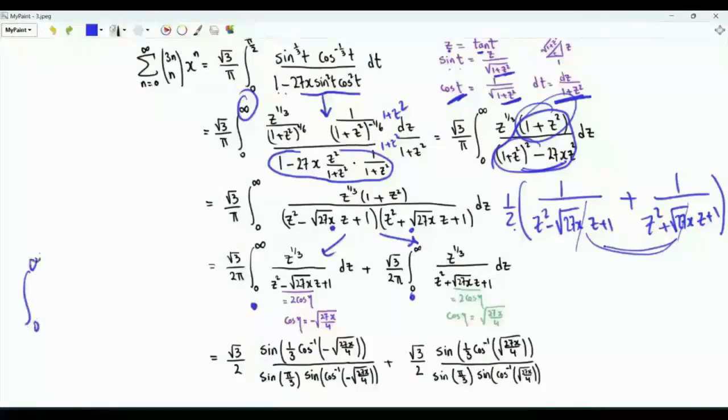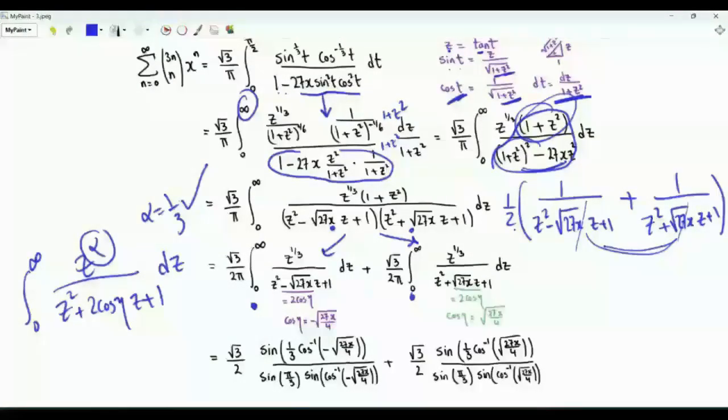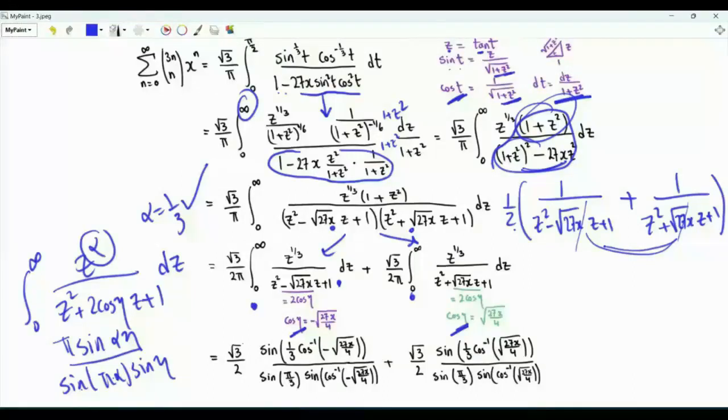Compare these with the integral that we have on the second page. Alpha should be between -1 and 1. Here alpha is equal to 1/3. This is okay. We can also obtain what eta is for each integral. Don't forget that x is less than 4 over 27. This integral is equal to pi sine alpha eta over sine pi alpha sine eta. Alpha is 1/3. Sine pi over 3 is square root 3 over 2. Every pi goes away. Alpha is 1/3 and eta is an inverse cosine function.